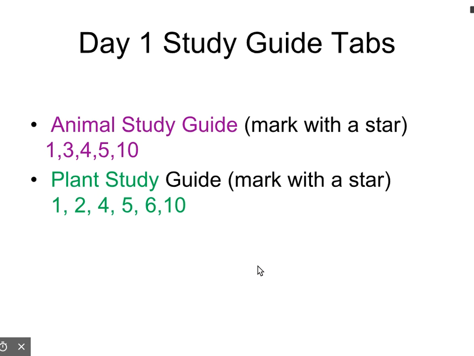And on your study guide, please mark a star on the animal side on tab 1, 3, 4, 5, and 10, and on the plant side on 1, 2, 4, 5, 6, and 10. And you are done with day 1's notes.